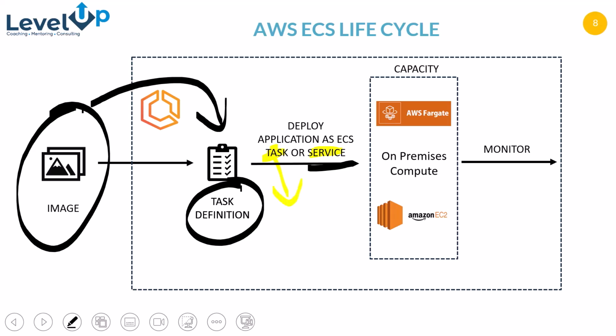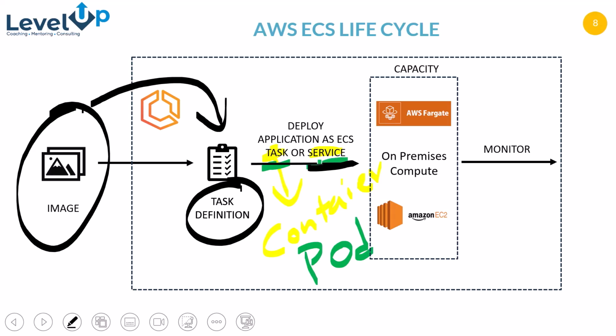Now, if you are aware of Docker or Kubernetes, a task we can simply consider as a container. A task is nothing but a container. In ECS terms, when we say launch a task, that means create a container. In Kubernetes, we have something called a pod. Launching a task is like creating a pod on Kubernetes. So if you want to launch a container, you call it launching a task on ECS.